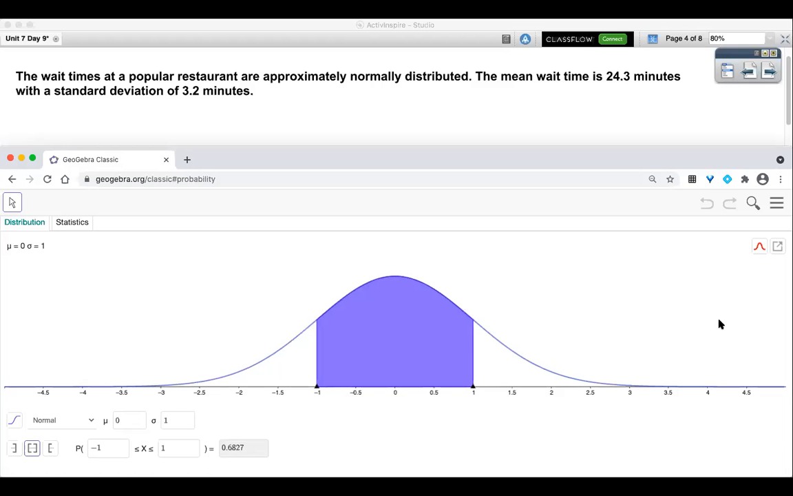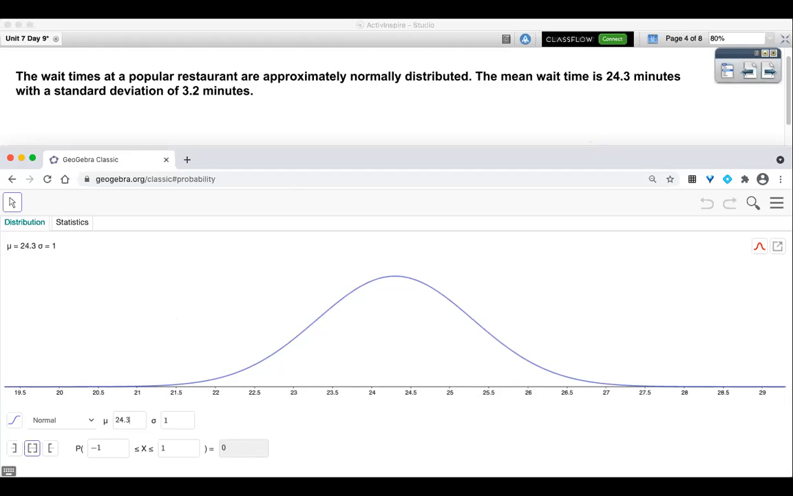Okay, so what I have done here is pretty much split the screen so we can look at the GeoGebra probability calculator alongside the information that we need to answer our questions and set up our normal curve. It says the mean wait time is 24.3 minutes. So I'm going to change this 0 right here to 24.3, and I am just typing it in. And then it's telling us our standard deviation is 3.2 minutes.